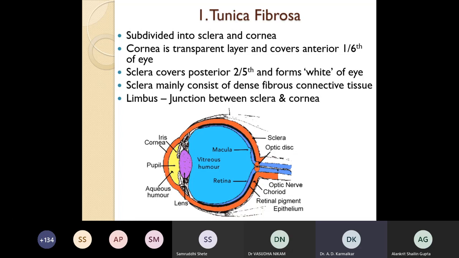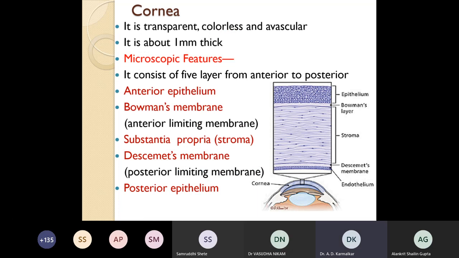Now the sclera, as I said, is mainly considered dense connective tissue, and the junction point between the sclera and the cornea is called the limbus. So the limbus is a junction between the sclera and the cornea, these two parts, which are the parts of the tunica fibrosa. Now the cornea, if you see the features, is transparent, colorless, and avascular. So this is one of the parts of the body which is avascular tissue. Other avascular tissue we have seen.